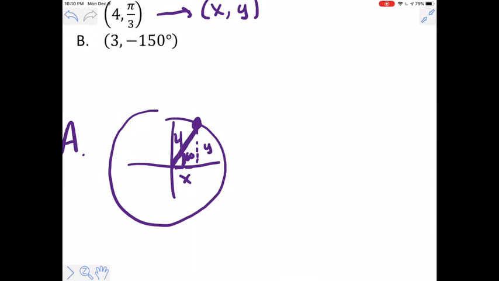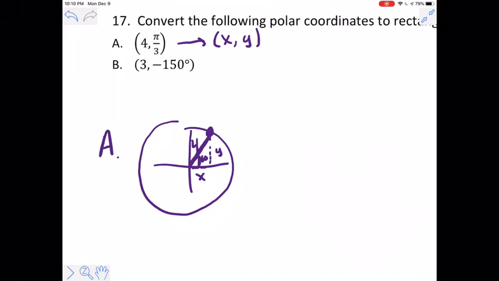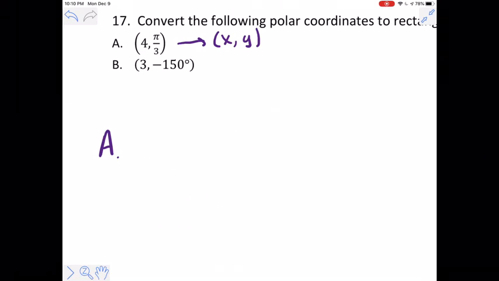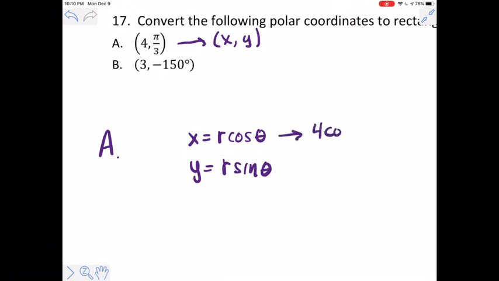It's really the same process we did with that, there's problem 11 or 12, one of those where we had to find the horizontal and vertical components of the vector. Really no different. X was equal to r cosine theta, y is equal to r sine theta, r is 4, so it's just 4 cosine pi thirds. This is 4 sine of pi thirds, so calculator time.